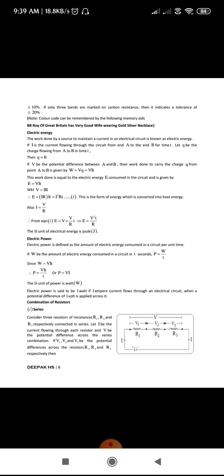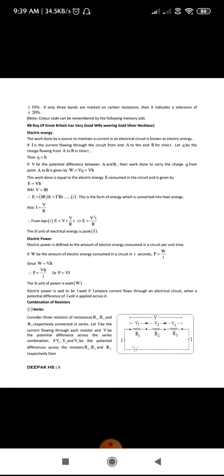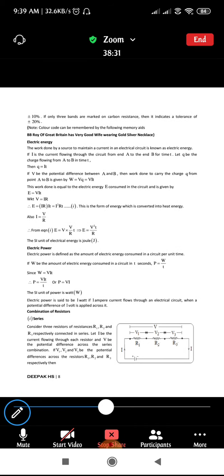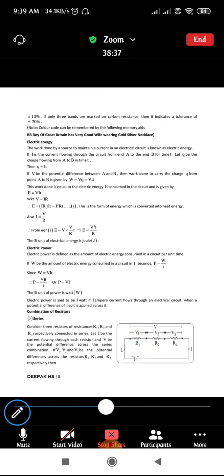Okay. So see here, the definition of electric power is important. There is a chance of it being asked for 1 or 2 marks. Okay. So next, I think we have 1 minute left. Okay. So we will do one thing. We will just conclude today's class till this topic, that is till electric power.